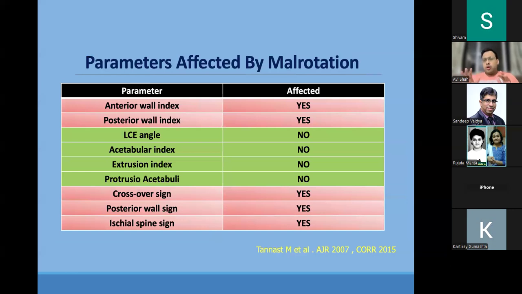So with rotation, your anterior wall and your posterior wall get changed. Your crossover sign, posterior wall sign, and ischial spine can be changed with any malrotation. But your center edge angle, your acetabular index, your extrusion index, and your protrusion line do not change with malrotation. So whatever X-ray you get, these four things you can comment on with certainty. But for the other things, unless the X-ray rotation is perfect, you should be wary in directly commenting.